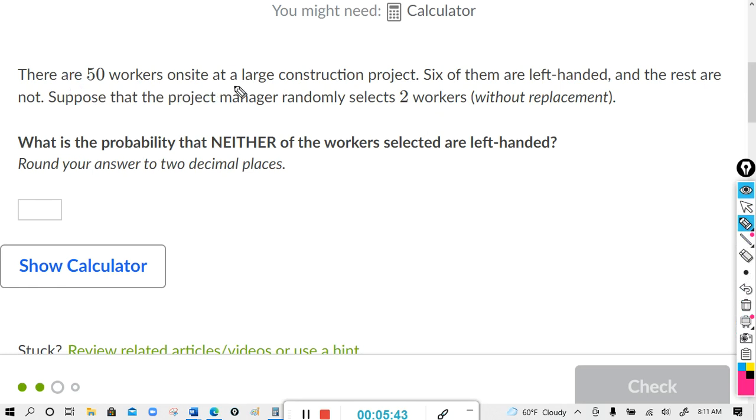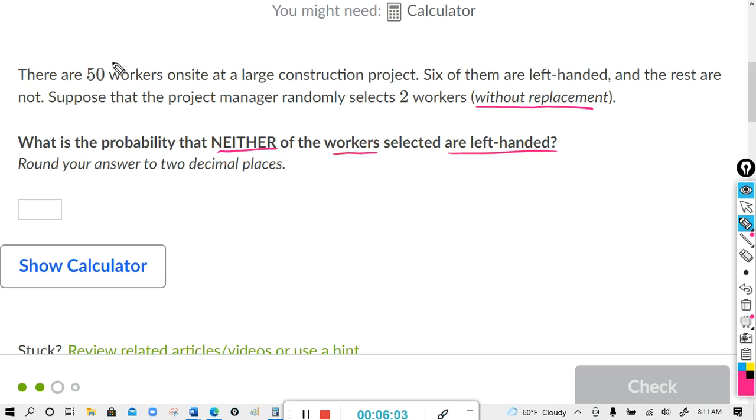There are 50 workers on site at a large construction project. 6 of them are left-handed and the rest are not. Suppose that the project manager randomly selects 2 workers without replacement. What is the probability that neither of the workers are left-handed?